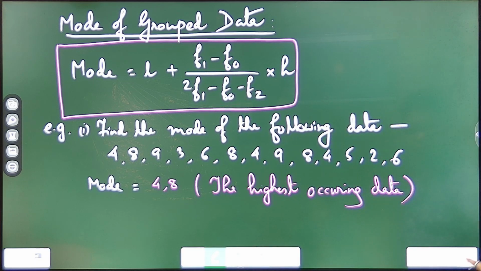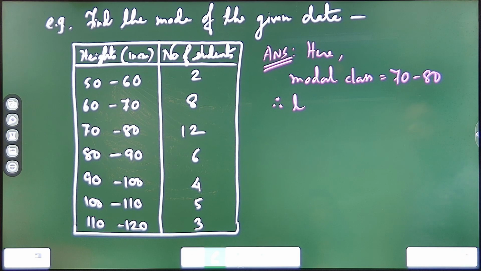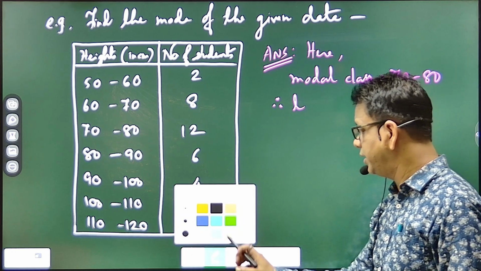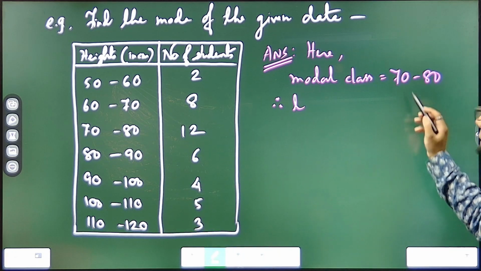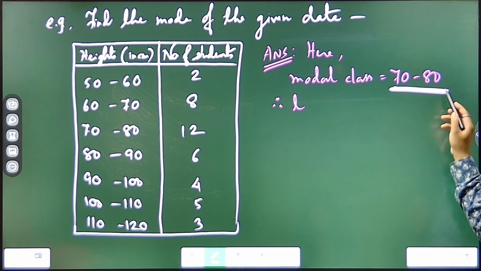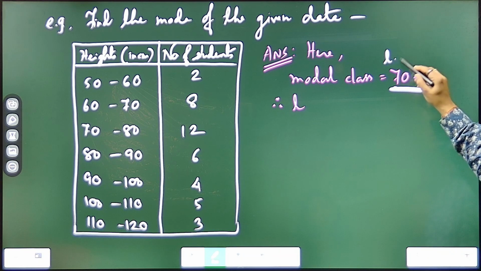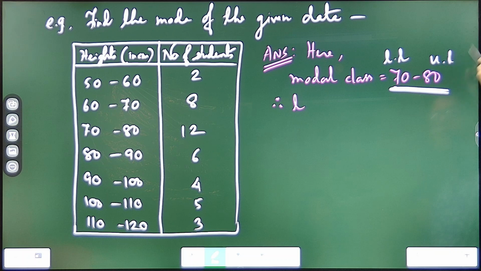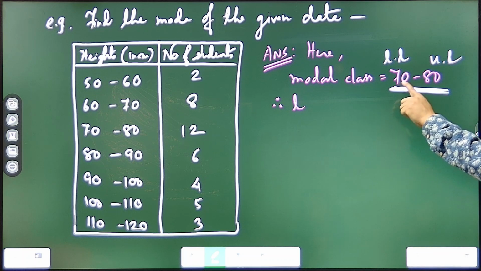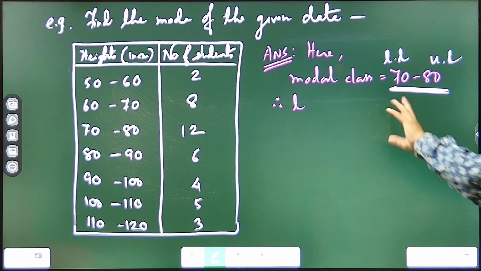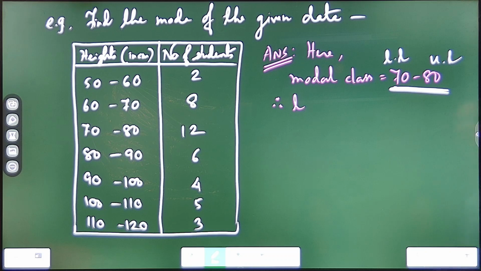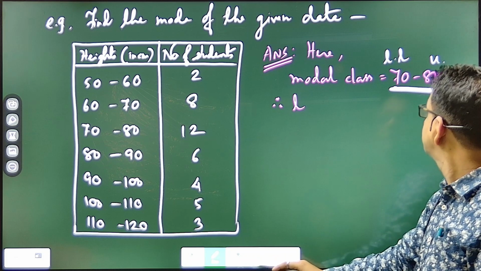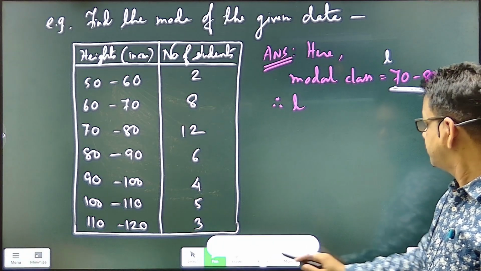So let me show you one by one what is L. L stands for lower limit. Lower limit of the modal class. The modal class is this. I said many times, this is the lower limit, this is the upper limit. So which is the lower limit? 70. Or you can understand the smaller number is the lower limit. Now in 70 to 80, the smaller number is 70.